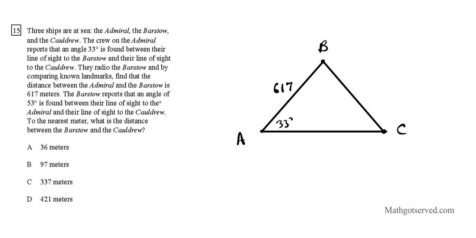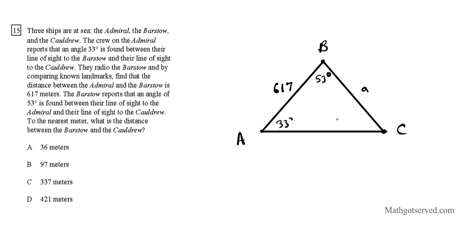And it says the Barstow reports that an angle of 53 is found between the line of sight to Admiral and the line of sight to Cauldron. So between Admiral and Cauldron, the angle of separation here is 53 degrees. Alright? So it says to the nearest meter, what is the distance between Barstow and Cauldron? So what is this distance right here, which is little a? Okay, so that's what we need to find.